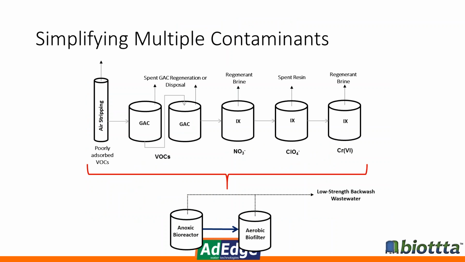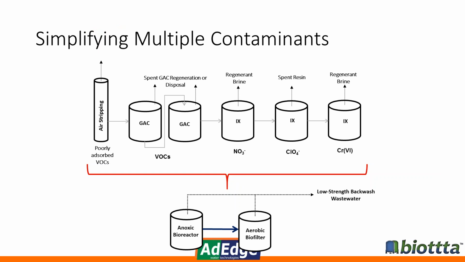So here's just a real quick graph, a little rendition showing you, say, you've got a well contaminated with VOCs, nitrate, perchlorate, and chrome 6. As you can see, you would have multiple treatment trains up on top, whereas below you could treat all that with one biota system with two vessels, again, depending on flow.